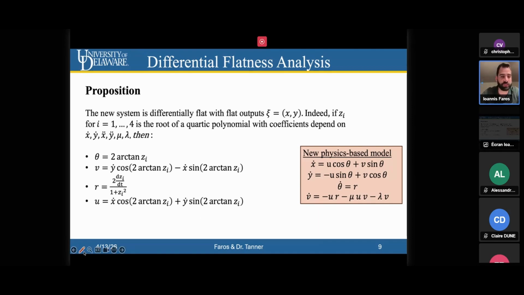And of course, the states and the control inputs can be a function of the flat outputs, but they are not in an explicit form because now we need to solve a quartic polynomial, meaning a fourth order polynomial, at each time step to have an expression of the flat outputs with regard to the states and the inputs of the model.